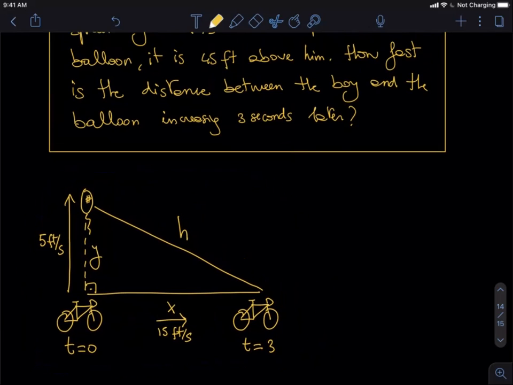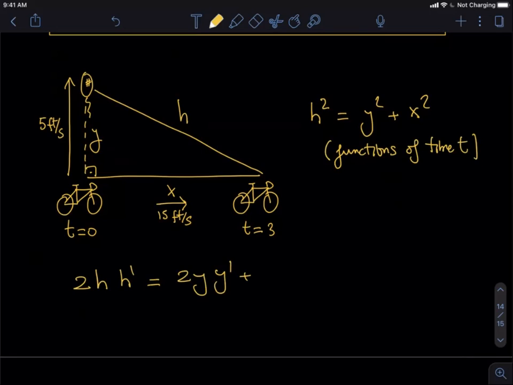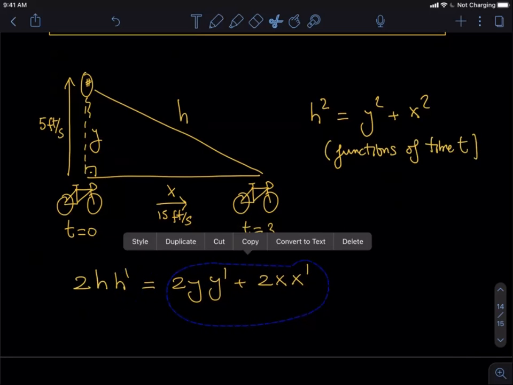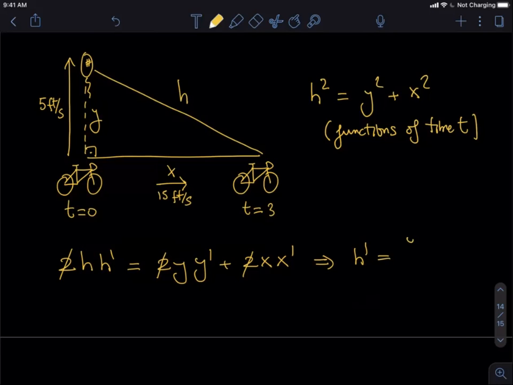So I think we are all set, because clearly the formula for h is h squared equals y squared plus x squared. And the way we get the related rates here is differentiating both sides with respect to time. So we get 2h h prime equals 2y y prime plus 2x x prime. Careful here, we are not differentiating with respect to x, we are differentiating with respect to time, which is, let's say, t. We haven't even written it here explicitly. And then 2 disappears, and we get h prime equal to what? Equal to y y prime plus x x prime divided by h.